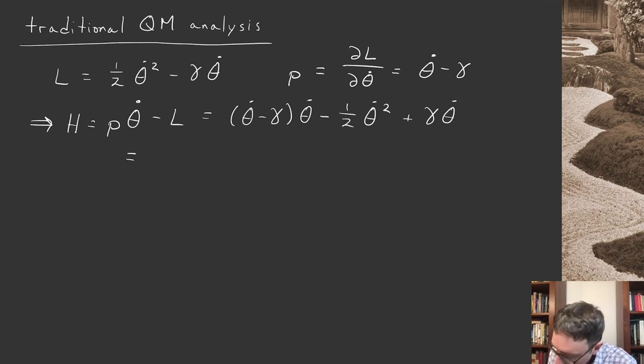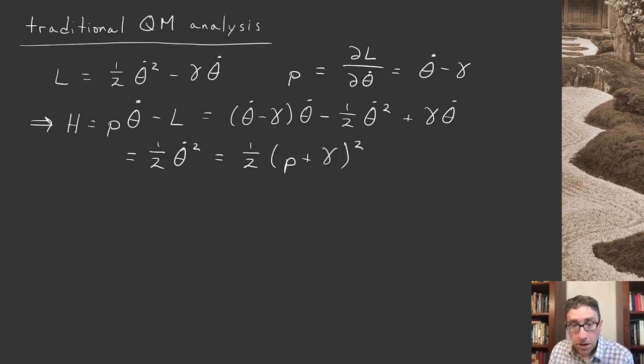And the only thing that's left over when the dust settles is 1/2 theta dot squared. So that's our Hamiltonian, but of course we need to express it in terms of the conjugate momentum, which in this case is P plus gamma, right? So I'm going to get from my Hamiltonian (P plus gamma) squared times a half.